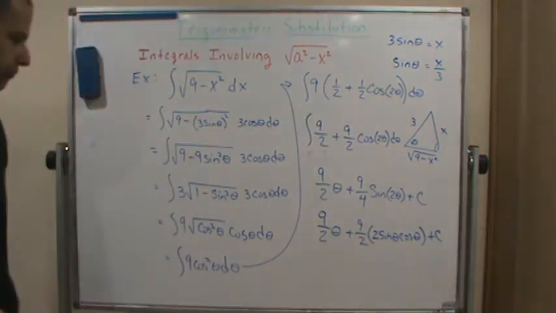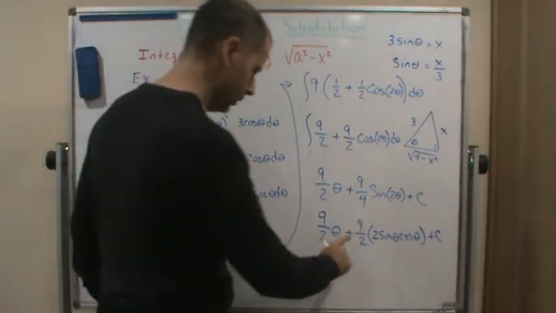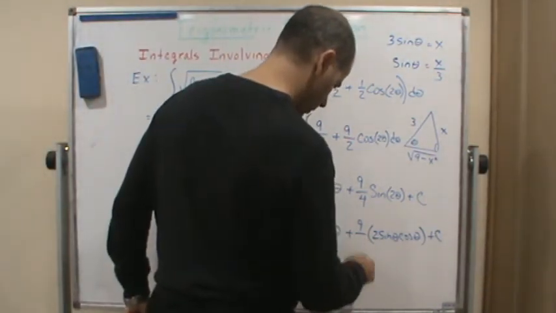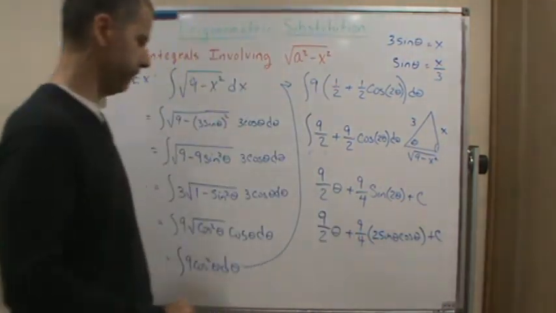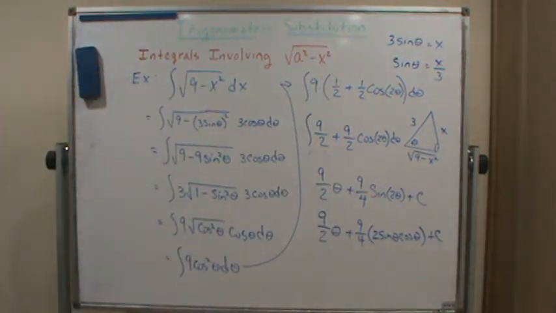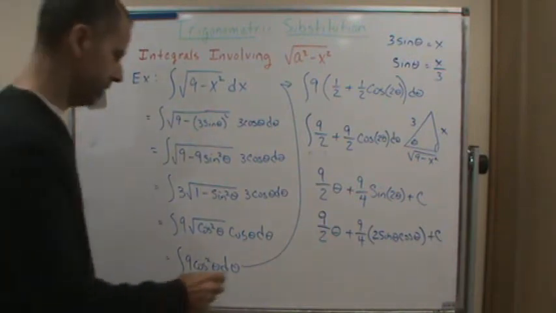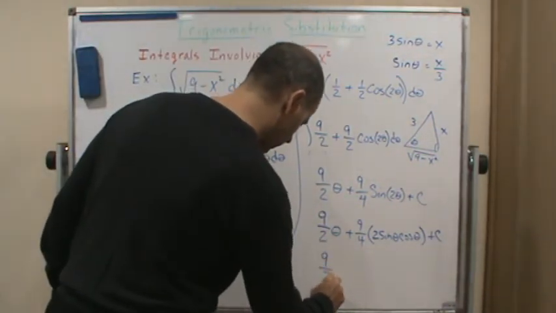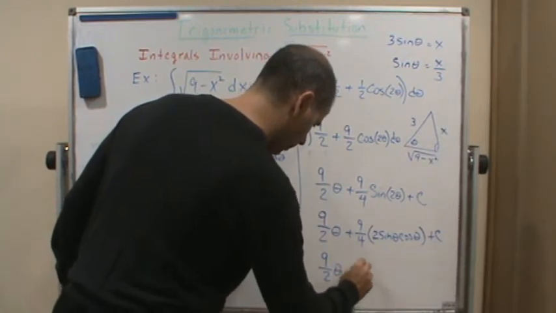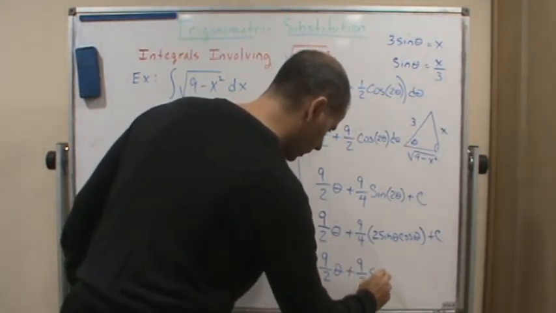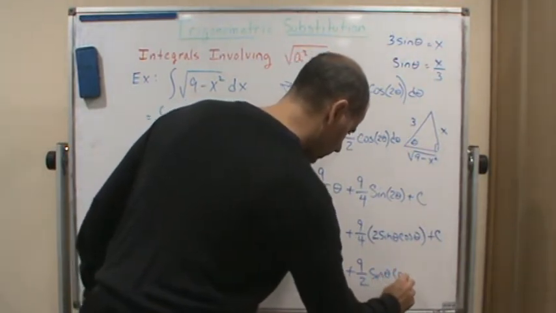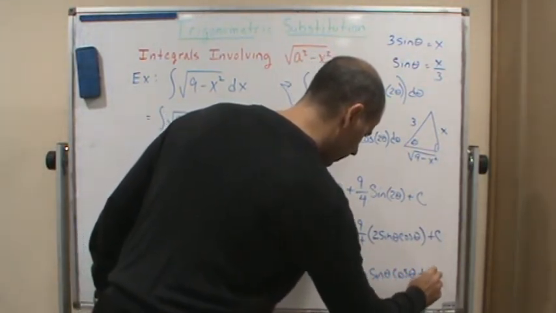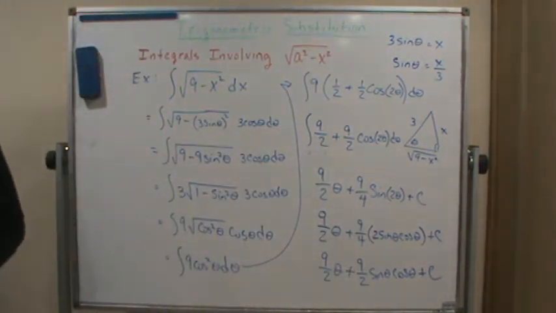Okay, there we go. Oops. This should be 2 to the 4th. And so now if I simplify this, I get 9/2 theta plus 9/2 sine theta cosine theta plus c. Okay, so now I have everything in terms of theta.